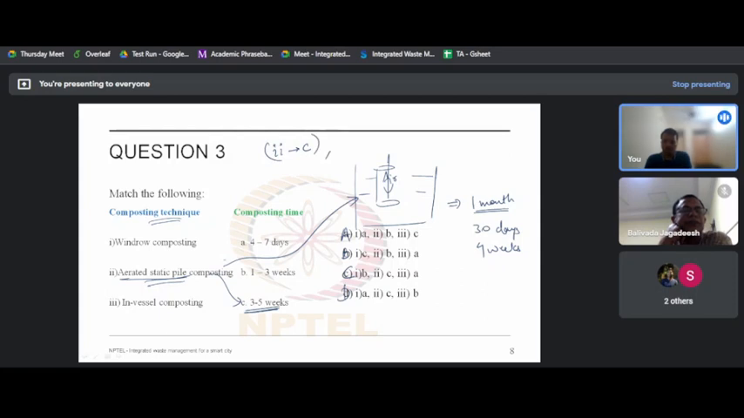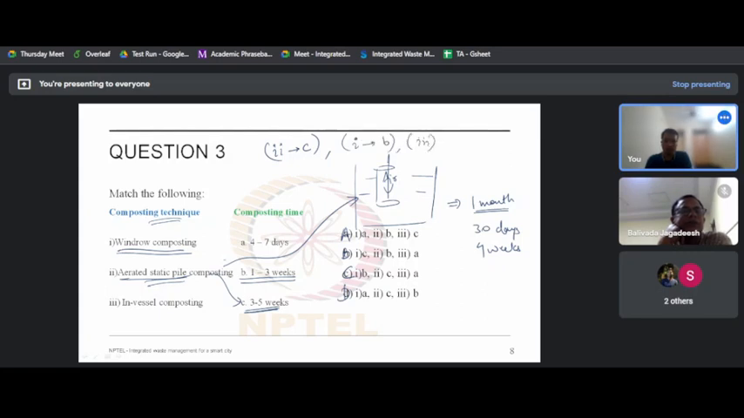Then we have windrow composting. This is a somewhat improved method, so it takes a little less time, around 15 or 20 days. So 2 to 3 weeks. This is B. So 1 will go with B. Finally, we are left with 3.